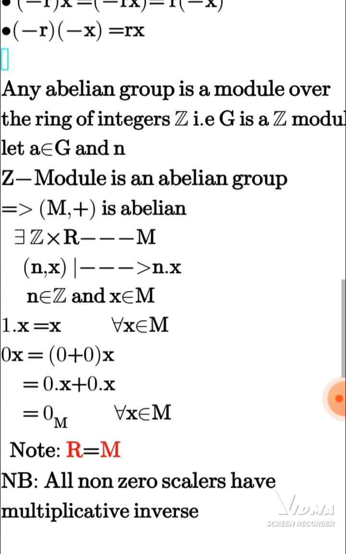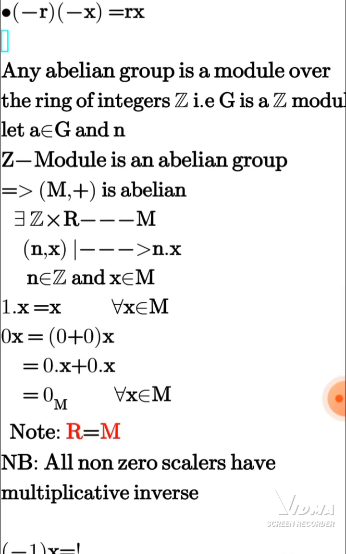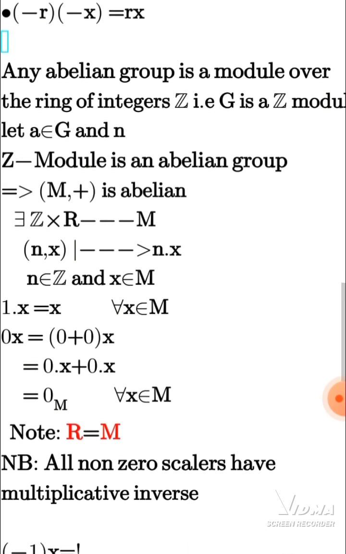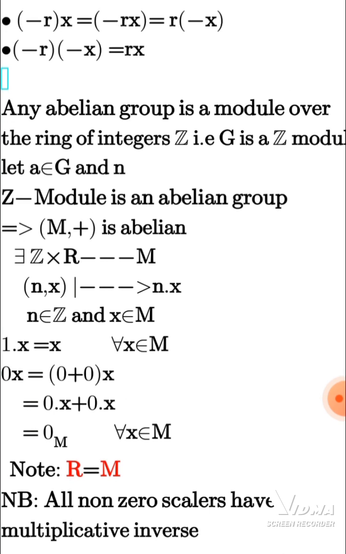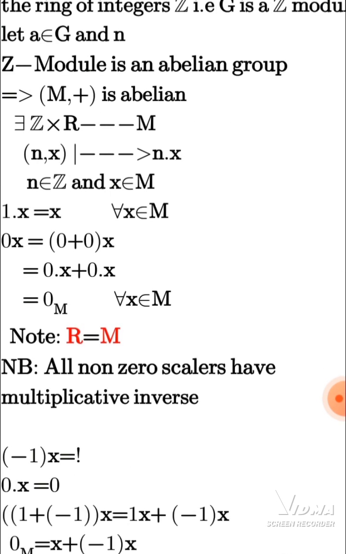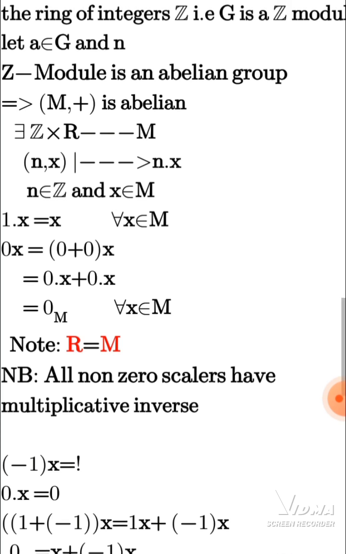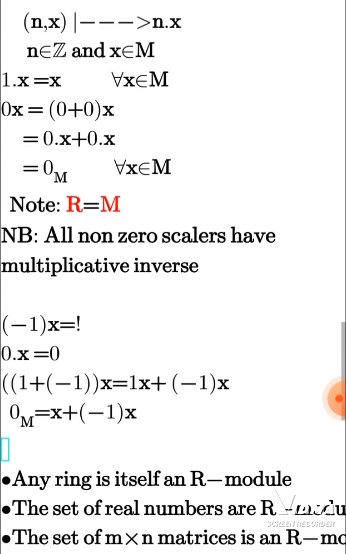Now, in the case that the right R module is equal to M, when R is equal to M, you should note that Z maps R to M. Do you understand? So that is it. So the next phase, we have that all non-zero scalars have multiplicative inverse. Of course, they have multiplicative inverse. You can see from this axiom, we have that minus Rx equals minus Rx, and that is equal to R minus x.